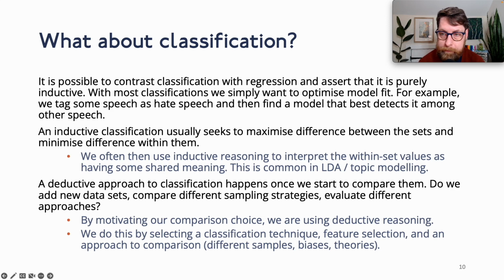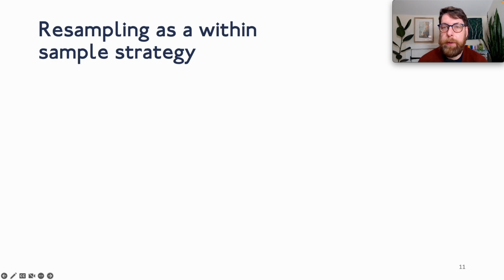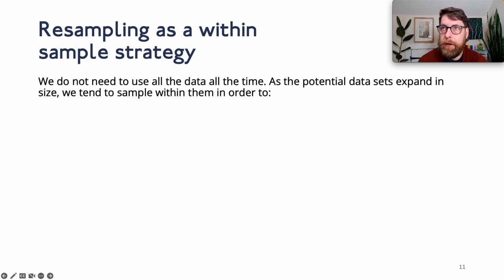I want to talk a little bit about resampling because it's pretty common within data science work and not so common within social science work, although those things of course are blurring and changing. The idea behind resampling is that we don't need to use all of the data all the time. Some of that is sampling within the data, and some of that is sampling within the data repeatedly. So this repeated sampling would be resampling.